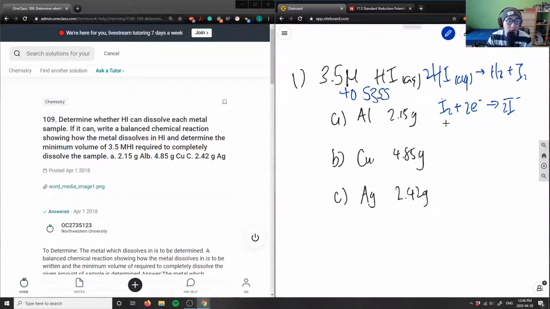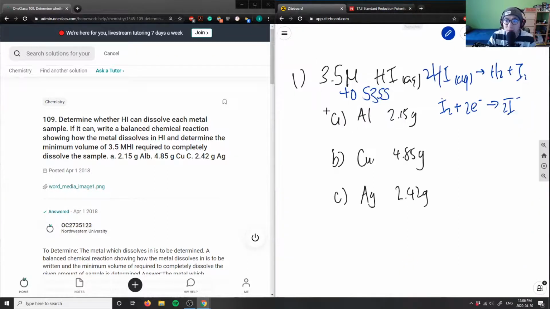So basically what I'm doing now is I have the standard reduction potential, and I'm looking at all the other standard reduction potentials for aluminum, copper, and silver. And if it lies below the standard reduction potential, then I'll be able to dissolve the metal, right?